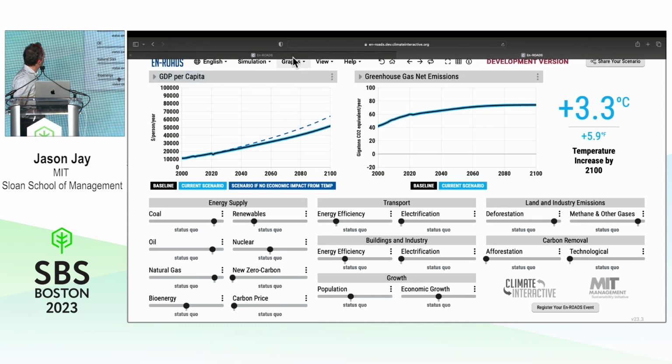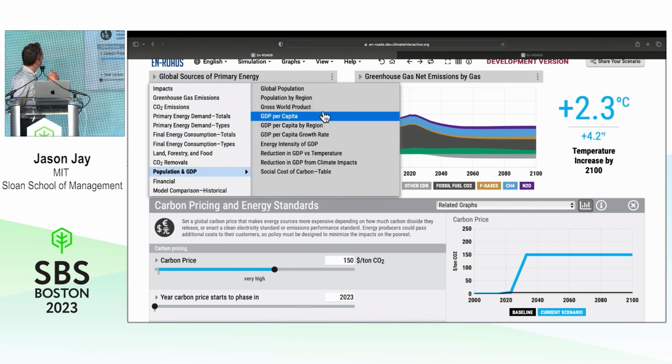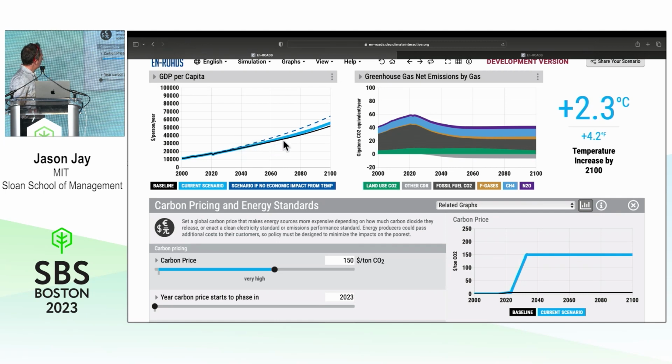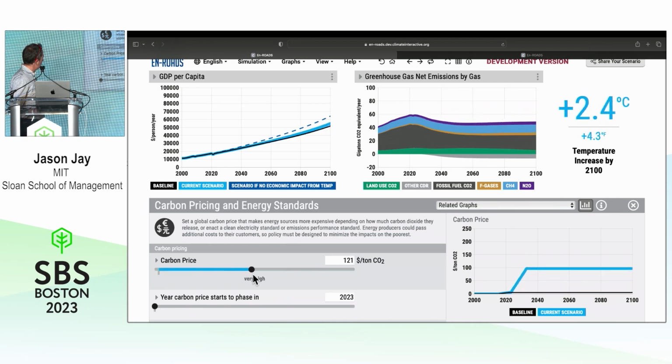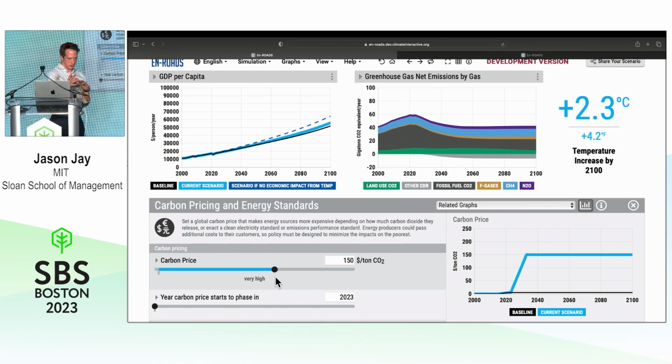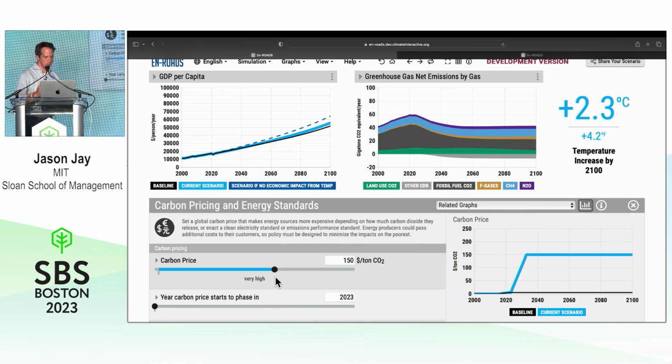So when we go to look at the corresponding graph on this model where we were starting to do our experiments, we can look at GDP per capita and we can see that when we play with this carbon price, we're actually increasing economic growth in part because we're mitigating some of those physical harms. Okay, so that's one thing to say, but that doesn't mean that there aren't economic consequences.